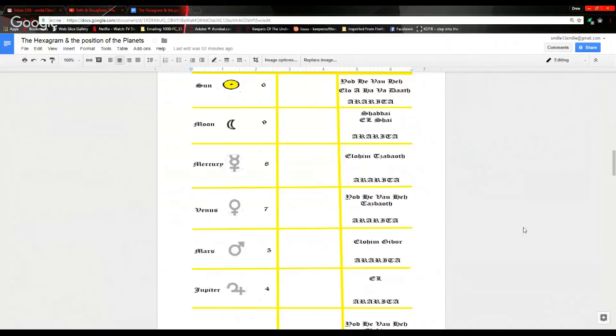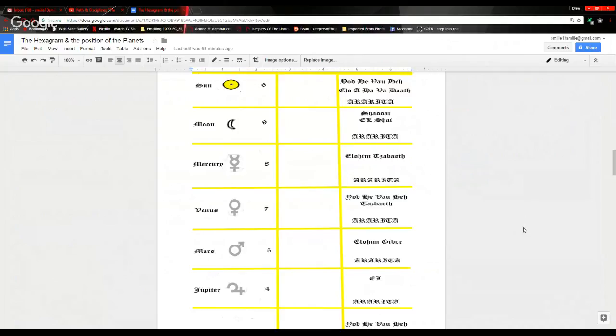Venus, 7, Friday. Metal is copper. Color is green. Gemstone is emerald or turquoise. Scent is rose, myrtle, and soft, voluptuous odors. Plant is rose, myrtle, clover. Its formula is Yod He Vau He Tzabaoth.